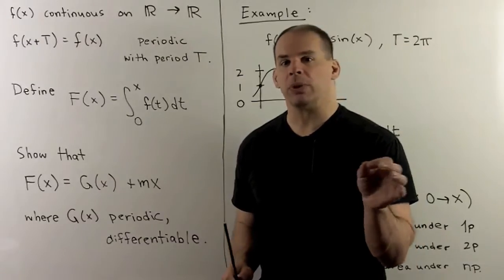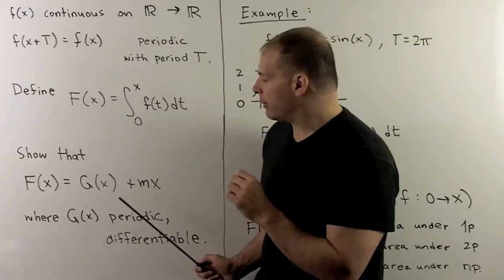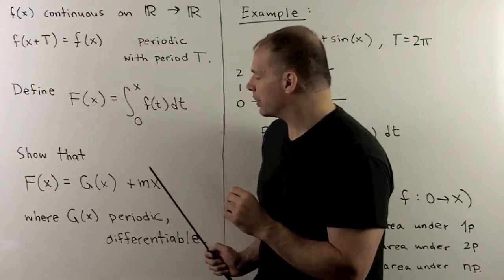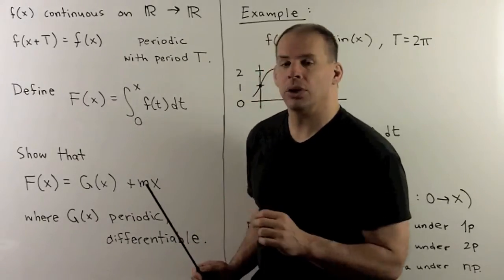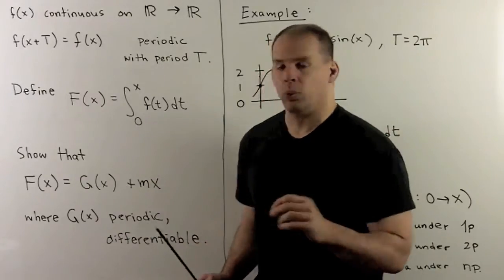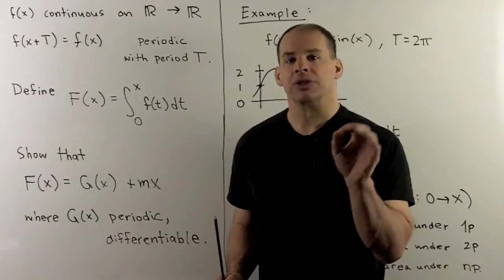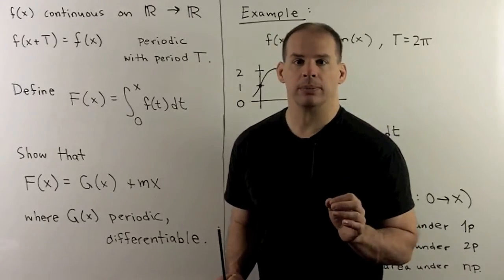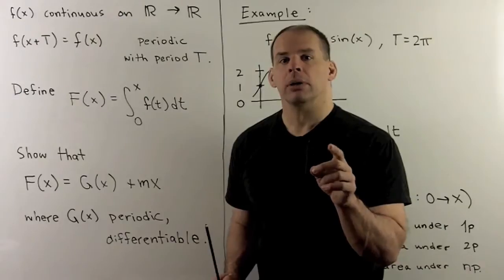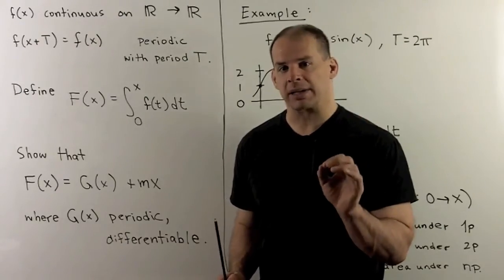We want to show that we can represent capital F of x as a sum of a capital G of x plus mx. m will be a real number. G of x will be a periodic function on the real line that's also differentiable. Now, before we do any work, let's take a look at an example to see what we should expect.